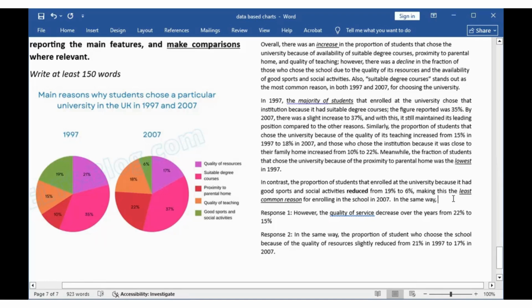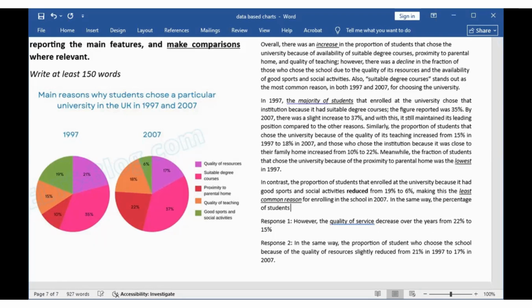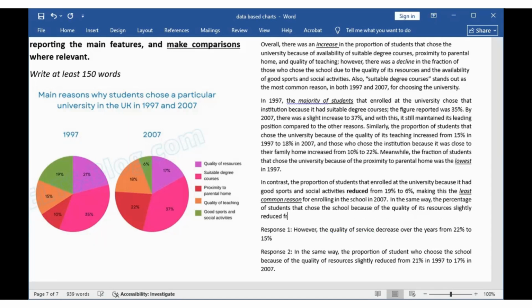So let's put it here. So we said that what? In the same way, the proportion, I don't want to use proportion because I have used proportion here. I think I've used fraction somewhere too. So I'll say the percentage of students that chose the school because of the quality of its resources slightly reduced from 21% in 1997 to what?